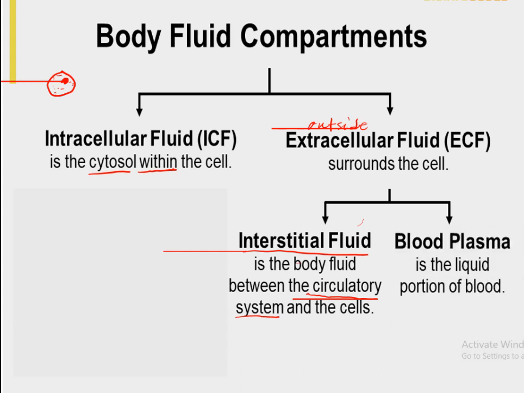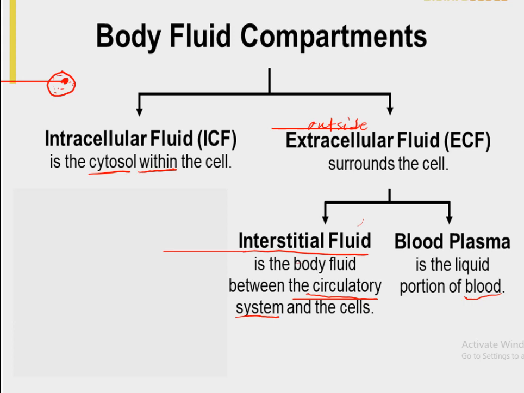The other part, blood plasma, is the liquid portion of blood. In short, this is the liquid portion of the circulatory system. Remember, the interstitial is between the circulatory system and the cell. But when you talk of the blood plasma, we are talking about the portion of the circulatory system which is a liquid, and that liquid is simply called plasma.